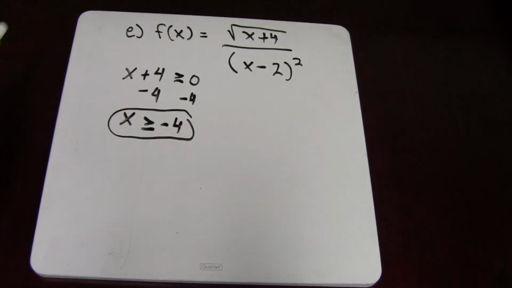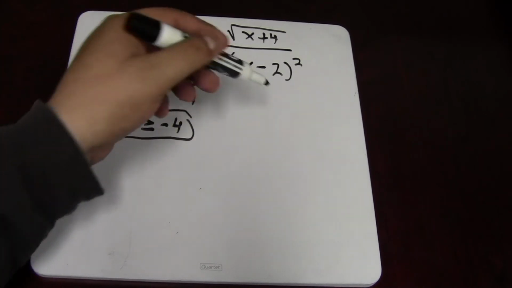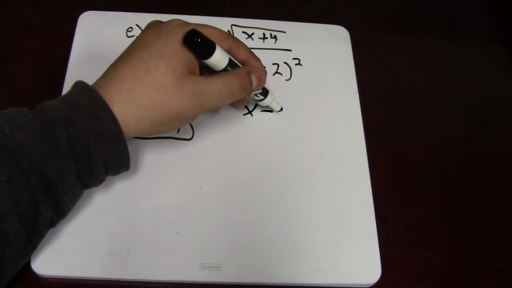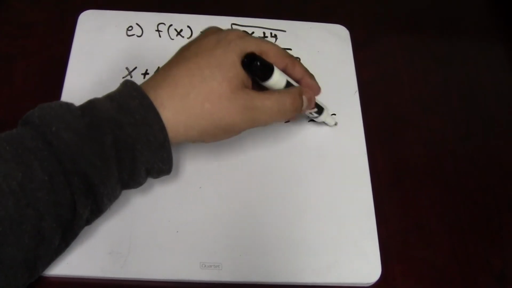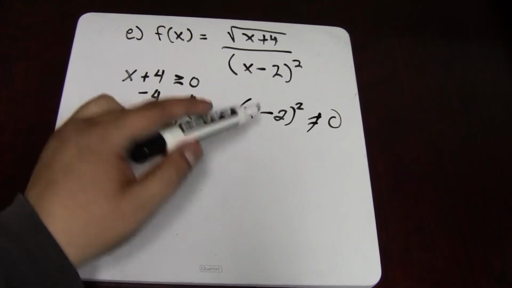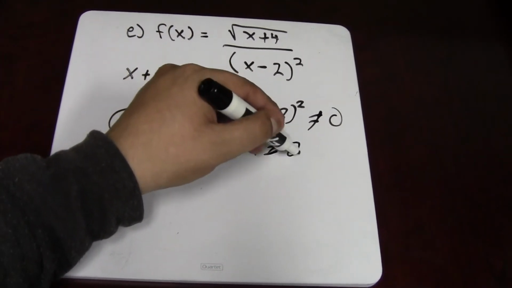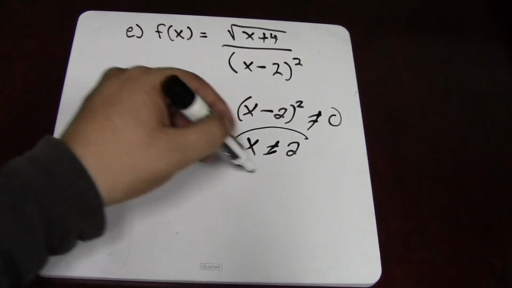We also have a problem down here, which is the denominator cannot equal 0. So what we're saying now is that x minus 2 squared, we do not want this to equal 0. Well, the only thing that can make this equal 0 is if x equaled 2. So we do not want x to equal 2. Okay? So let's keep this in mind when we write out our domain.